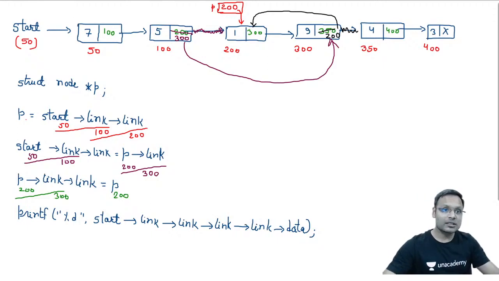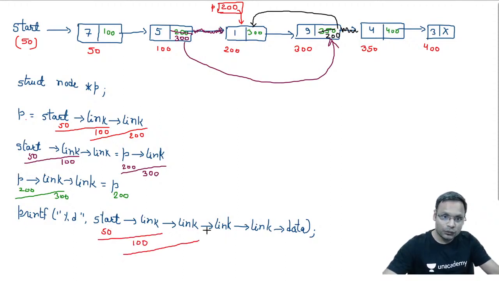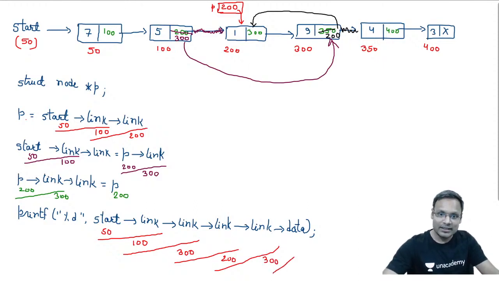Now let's print start 50. 50 का link 100. 100 link 300. Look at this, 300. 300's link 200. 200 link 300 and 300's data. 300 data is 9. So it will print 9.